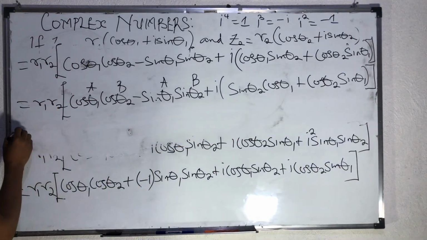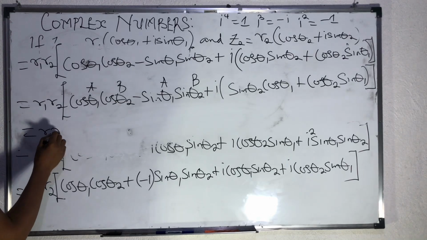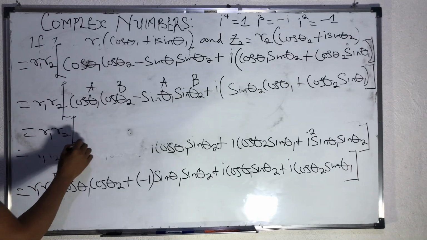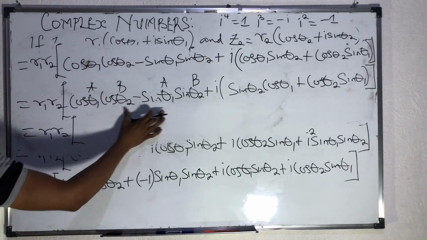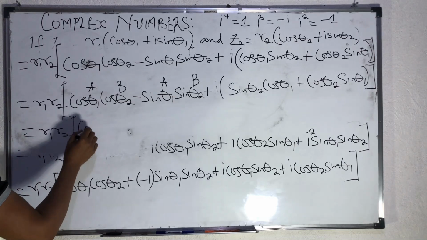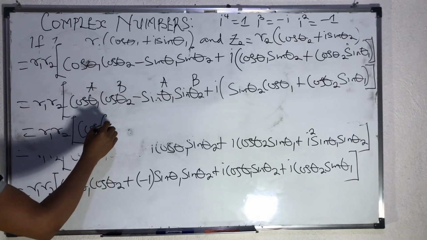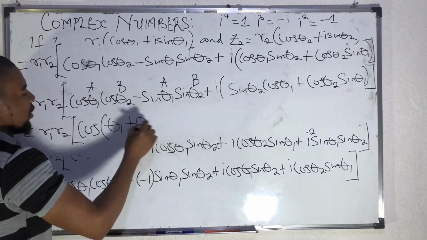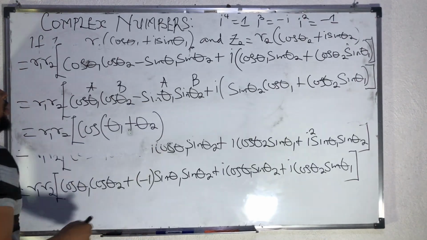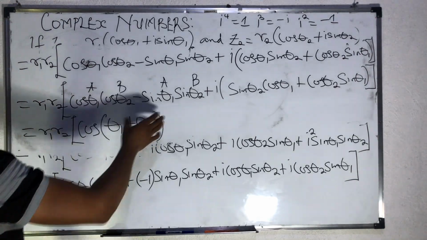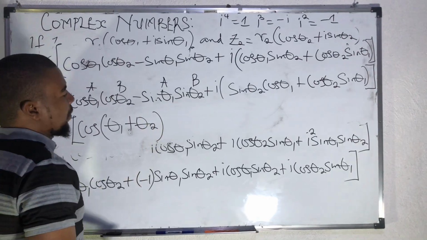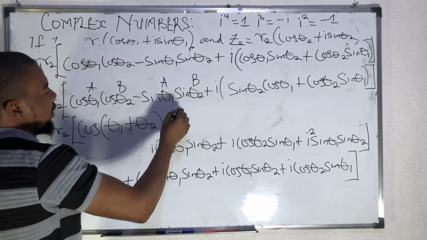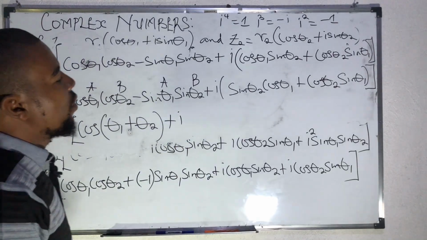Therefore, we shall have, this is equal to R1 R2 multiplied by, remember this is an identity, cos(theta 1 plus theta 2), based on the identity that I just showed you previously, plus I. Now for the next one, what do we have?